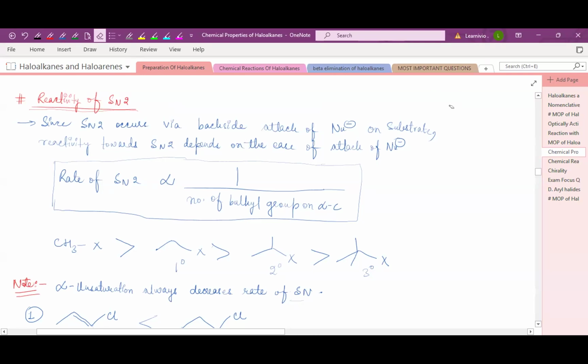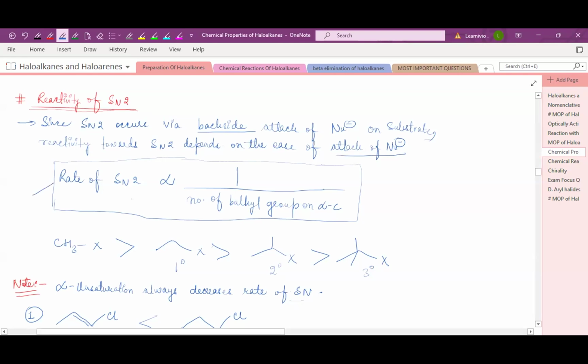Okay, so reactivity of the SN2 mechanism. Since SN2 occurs via backside attack, SN2 जो होता है हमारा bimolecular nucleophilic substitution reaction, it occurs via backside attack of the nucleophile. There are two ways by which a nucleophile can attack, either from the front side or from the back side. In SN2 में क्या होता है? The nucleophile will come and attack from the back side. So the reactivity towards SN2 depends on the ease of attack of the nucleophile. जितनी easily attack कर पाता है nucleophile, the reactivity depends on that.